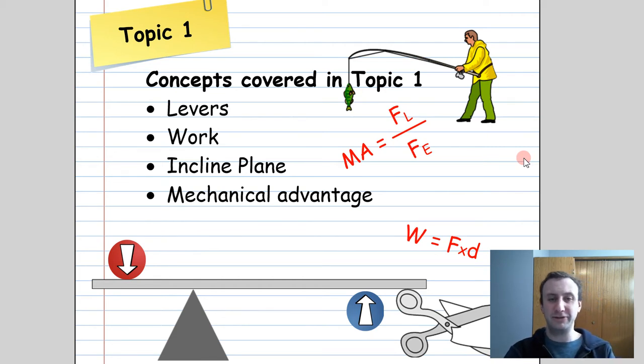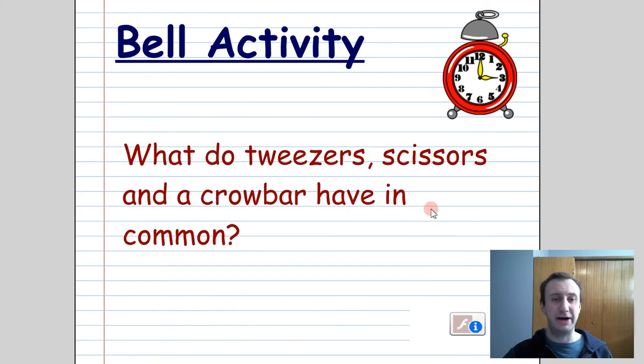So concepts covered in topic 1, we're going to talk about levers, learn about the 3 different types. We're going to learn about what work is and how to calculate work, which we're going to be using a lot in this unit. We're going to get into inclined planes, and then finally, how to calculate mechanical advantage and what mechanical advantage is. So let's begin by talking about levers.